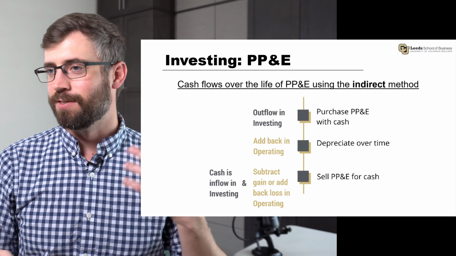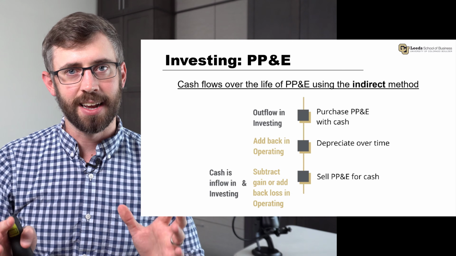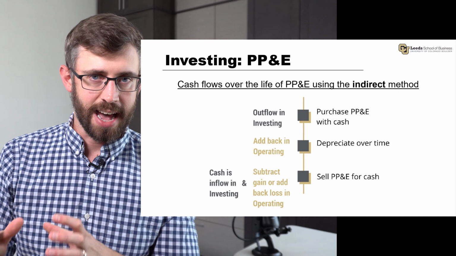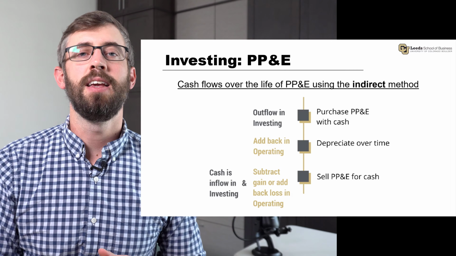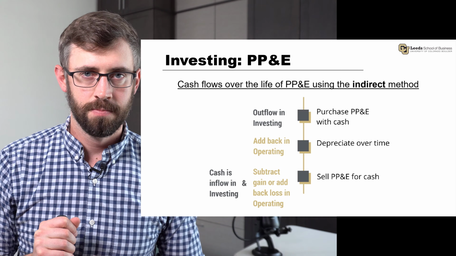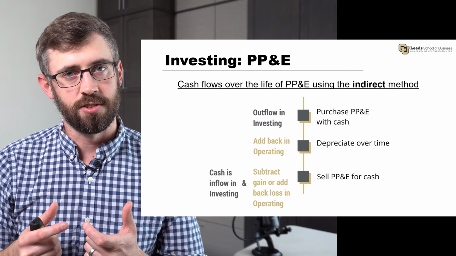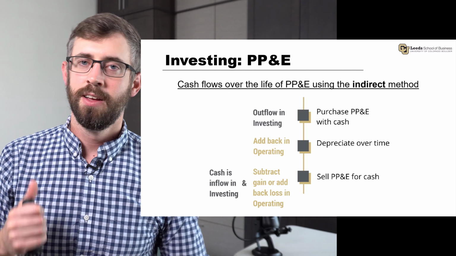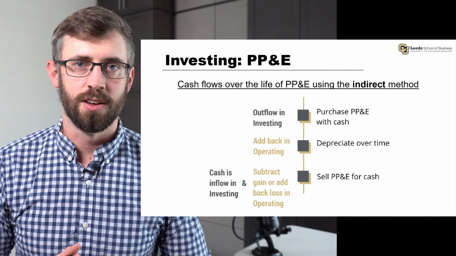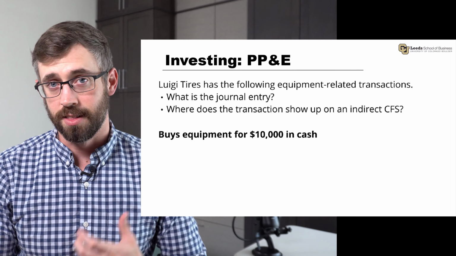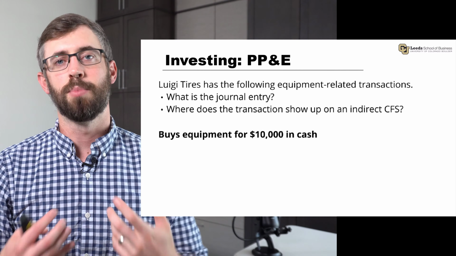So I know there's lots of different signs, adding and subtracting, and it can get kind of confusing. Just remember the investing section takes the actual cash I pay for PP&E and the cash I receive for the sale. And the operating section is used to reverse out all the other stuff. So it reverses depreciation and it reverses any gain or loss on the sale.